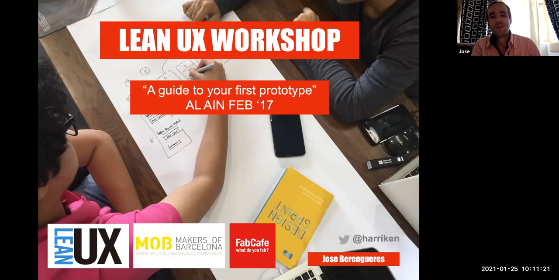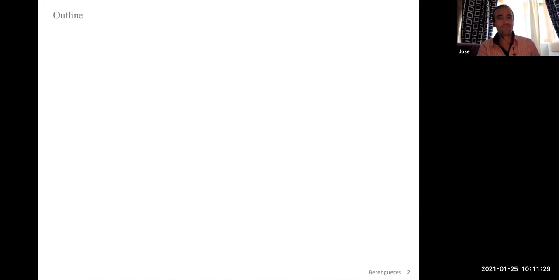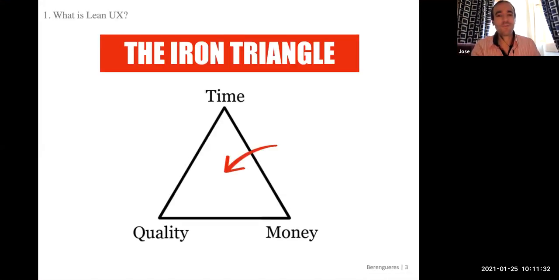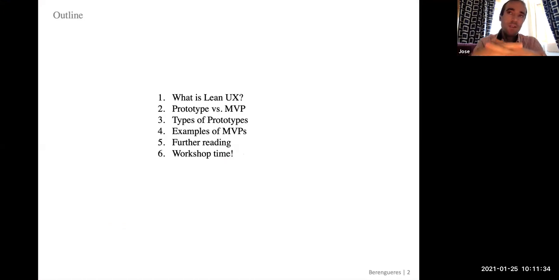Here you can see a book called Design Sprint. Google has its own flavor of Agile, and they call it design sprints, and so on. So what you will learn here today is what Lean UX is, the difference between a prototype and an MVP, and types of prototypes. So let's go to it.